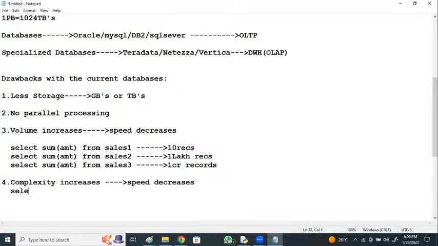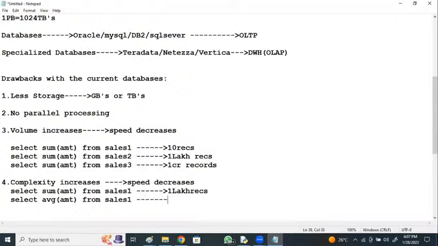For example, select sum of amount from sales one. Assume you got 1 lakh records. Next, select average amount from sales one. Select sum of amount from sales one, 1 lakh records. Average amount from sales one, sorry, 1 lakh only. Assume sales one, same table.